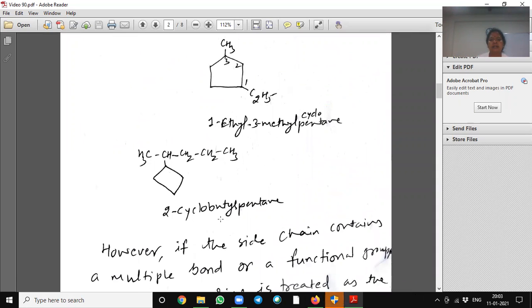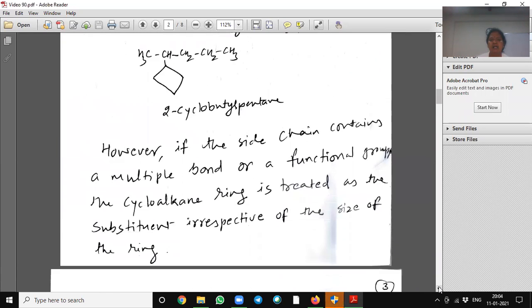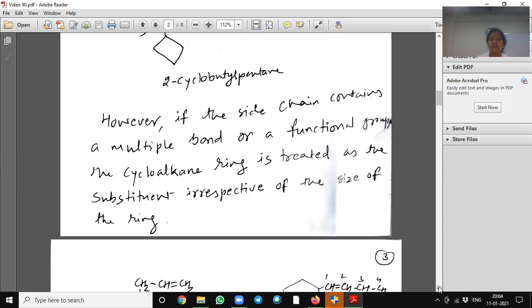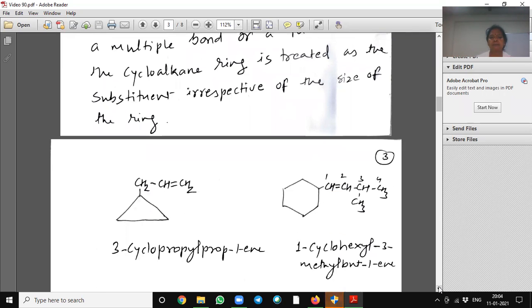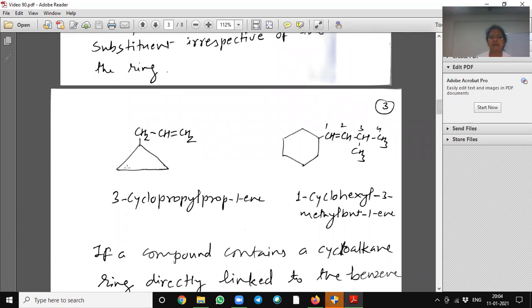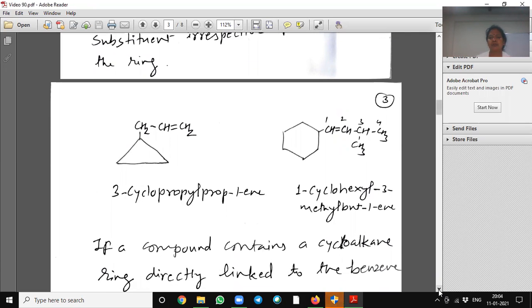Here this cyclobutyl has fewer carbons compared to the straight chain, so it is a substituent of this pentane. So 2-cyclobutyl pentane. However, if the side chain contains a multiple bond or a functional group, the cycloalkane ring is treated as a substituent, irrespective of the size of the ring. See here, it is 3-cyclopropyl propene. The double bond is given priority. Here it is correspondingly 1-cyclohexyl, 3-methyl butane, 1-ene.